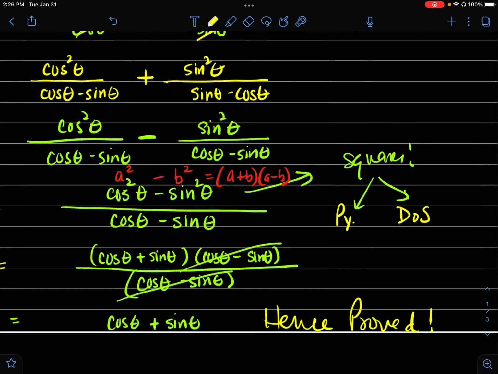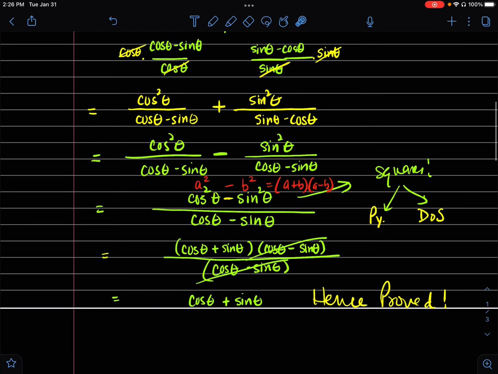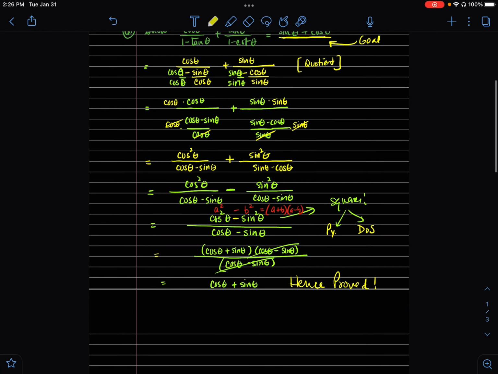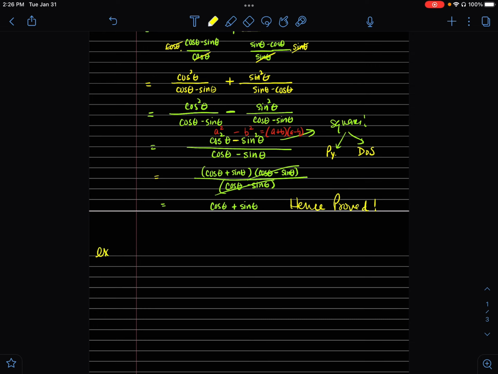One more time, do remember, anytime you see squares like this one right here, chances are it's either Pythagorean or difference of squares. It just depends on the question. All right, moving on. Let's see, you can definitely squeeze another example here.